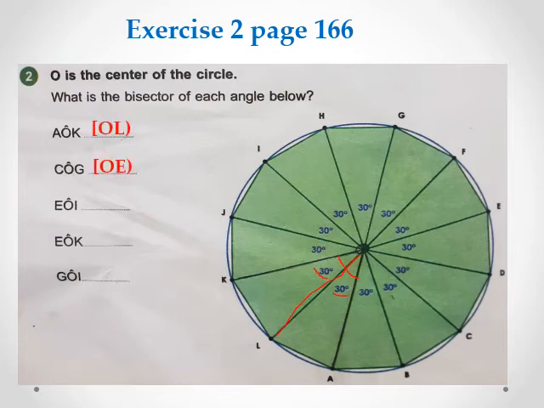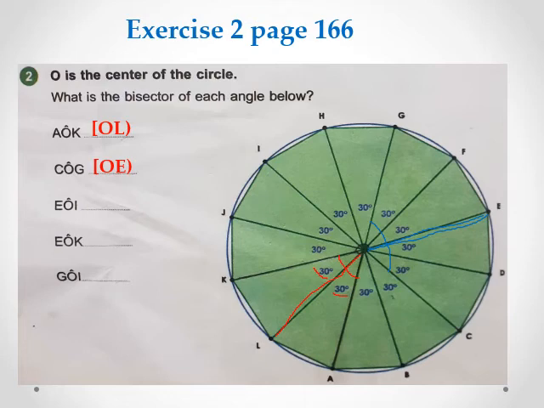Now, COG, this angle. It divides into 4 equal angles, each one of them equal to 30 degrees. So, 4 angles, here is 60 degrees, and here the angle measures 60 degrees, so I can say that OE is the bisector of COG.